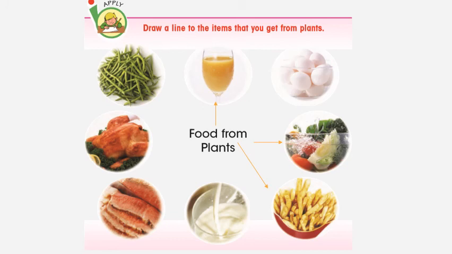Potatoes are food from plants. We have some milk. Milk from plants or animals? Of course, animals. Here we have beef, I think, or meat. Meat from plants or animals? Animals. Here we have chicken. Chicken from plants or animals? Of course, animals. Here we have some vegetables that are called peas. So peas are food from plants.